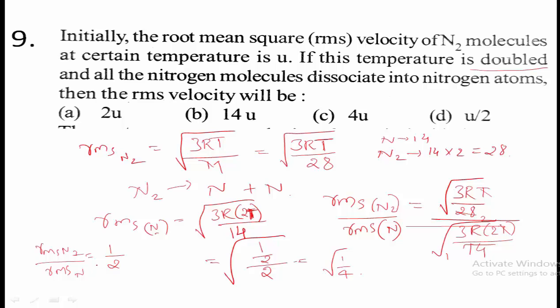Now what they asked: what is the RMS velocity of nitrogen atoms? We need to find the RMS of N. So cross multiply: RMS of N is equal to 2 into RMS of N2. Let us consider RMS of N2 as U. Then the RMS velocity of nitrogen is equal to 2 into U. So that is the answer. Which option is right here? Option A is the correct answer.